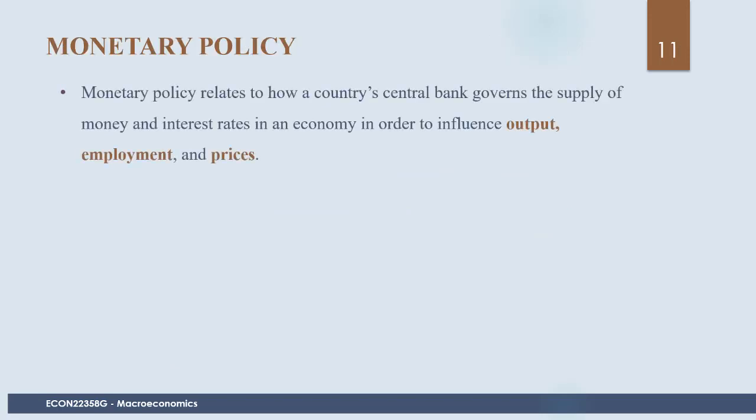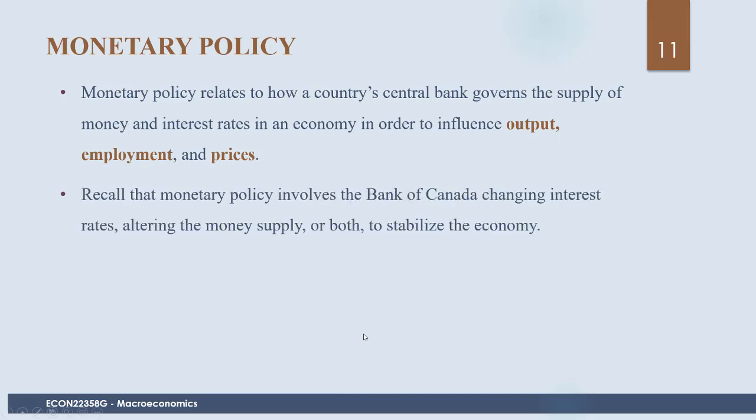Monetary policy relates to how a country's central bank governs the supply of money and interest rates in an economy in order to influence output, employment, and prices. And so monetary policy can be used to smooth out the business cycle. So recall that monetary policy involves the Bank of Canada changing interest rates, altering the money supply, or both.